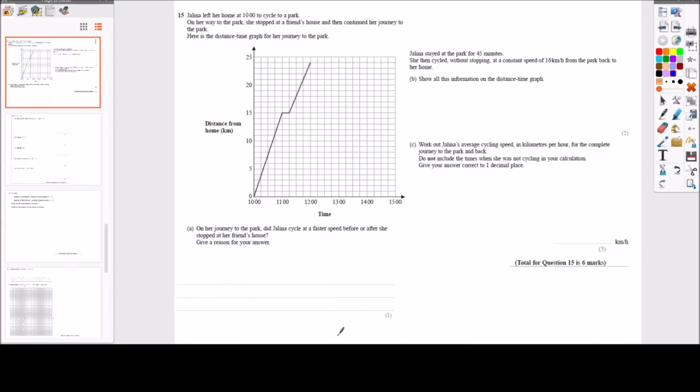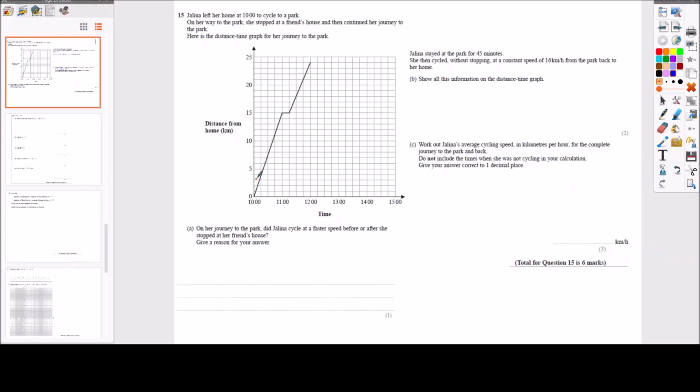Question 15. So we've got a distance time graph here. Time's going along the bottom, and this is the distance from home. So the distance increases, stays the same for a bit, then increases again. Now for part A, on a journey to the park, did Jelena cycle at a faster speed before or after she stopped at a friend's house? Now she stopped at a friend's house here, where the distance from home doesn't change.